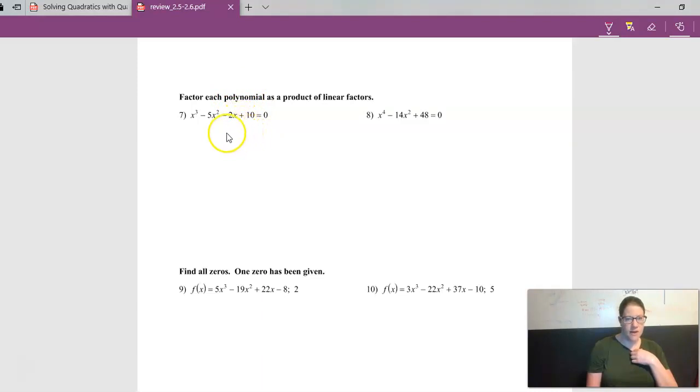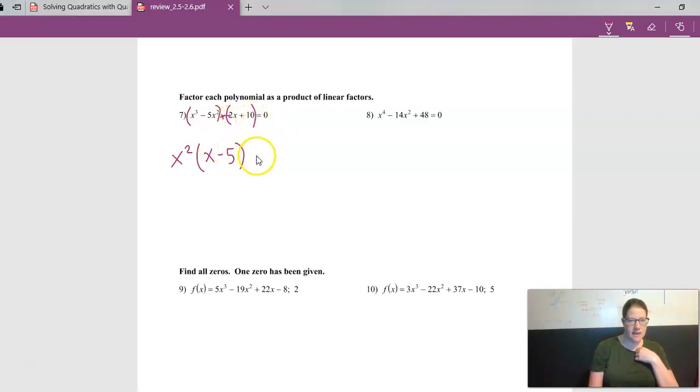Remember, linear factors means all of my x's will be to the first degree, and I'll just have them lined up with parentheses. Since this one is x to the third power, it will have 3 sets of parentheses. I'm going to start by grouping the first 2. Remember, if there's a minus between, we have to pull that minus in and change it to a plus so that we don't change the sign of 10 accidentally. So x to the third and negative 5x squared have a common factor of x squared. I'll pull that out and I'll be left with x minus 5.